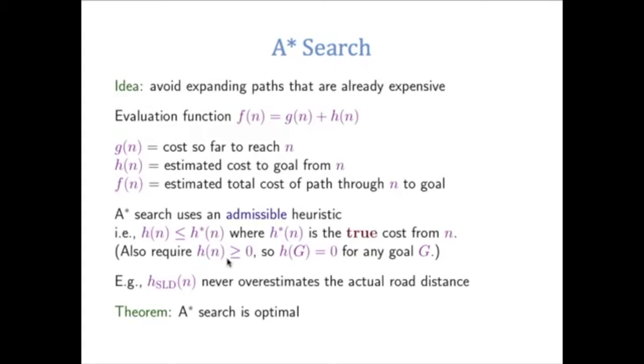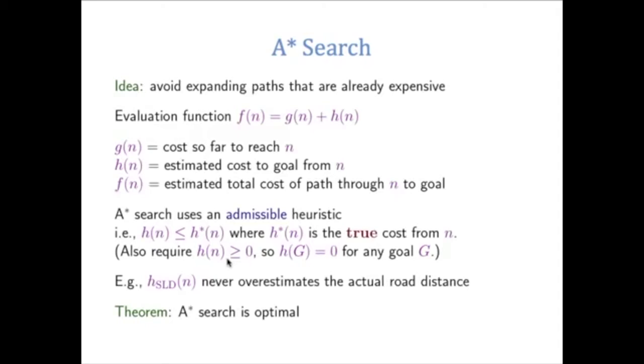It's the estimated cost from our current node n to the goal. And f of n is going to be the sum of those two. It's the estimated total cost of the path from the initial state through this node n to the goal. Now, A star search uses an admissible heuristic. And you know about admissible heuristics because of the homework from last time.